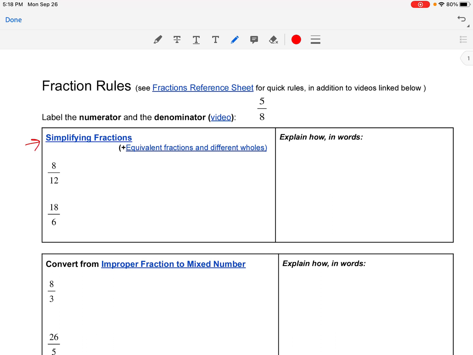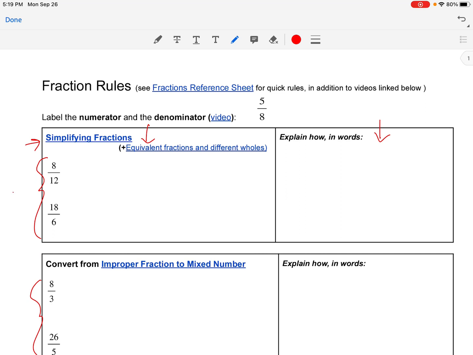So what you're going to do for this is, for each section you have a couple of problems to solve. In this case we're simplifying, here we're converting to improper fractions, or from improper fractions to mixed numbers, etc. In this column you will work out the problems, and in this column you'll explain how you did it in words. And this will then serve as a note sheet for you later when you are working through a harder Math 1 problem and you are wondering, I forgot the rule for multiplying fractions. You can look at this reference sheet.